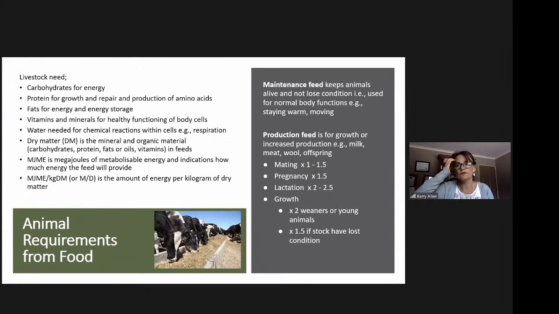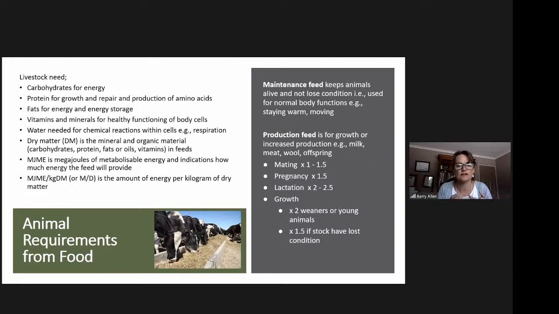Okay, now fairly obvious, but all animals require nutrients from food. So they need these 8 things. So they need carbohydrates for energy, they need protein for growth and repair, they need fats, they need vitamins and minerals, obviously need water. However, there's some things that they also need that sort of builds on, and you need to have some understanding of it, and that is dry matter.